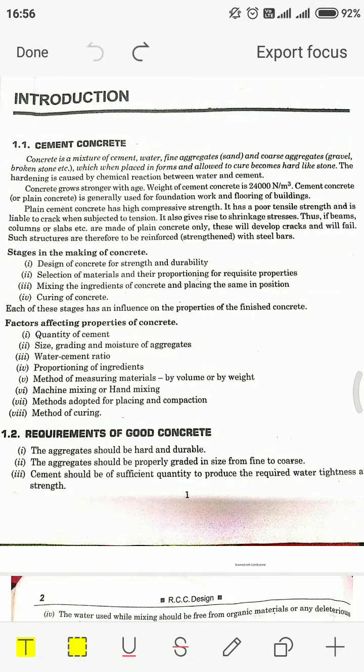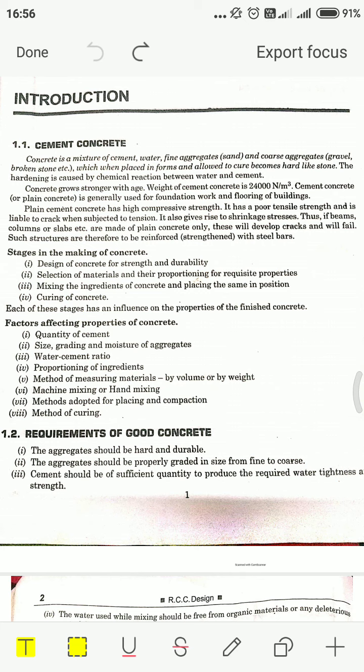Hello everyone, this is the first chapter for reinforced concrete structures, and first of all we are going to discuss cement concrete. So what is cement concrete? Concrete is a mixture of cement, water, fine aggregate and other aggregates, broken stones, which when placed in the form and allowed to cure becomes hard like stone. The hardening is caused by the chemical reaction between the water and cement.